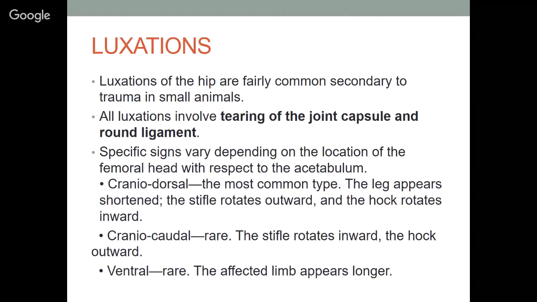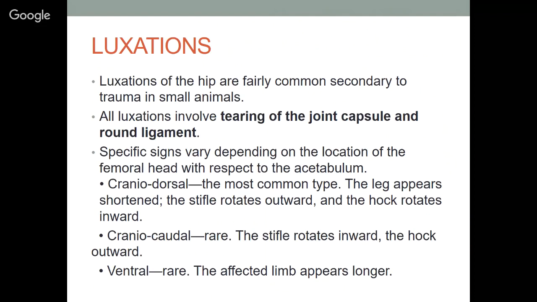Luxations. Luxations of the hip are fairly common, secondary to trauma in small animals. All luxations involve tearing of the joint capsule and the round ligament of the hip. Specific signs can vary depending on the location of the femoral head with respect to the acetabulum. So the most common type is that the femoral head is craniodorsal to the acetabulum. It's moved in front and on top of the acetabulum. The leg will appear to be shortened and the stifle rotates outward while the hock rotates inward.